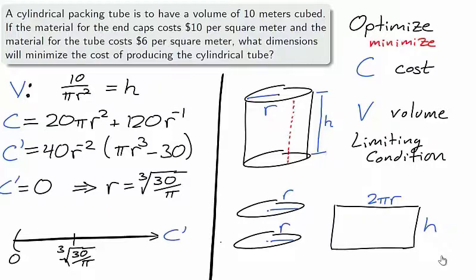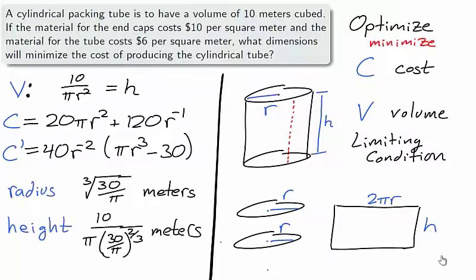We need to determine if the cubed root of 30 over pi is an absolute minimum for the cost function. Note that there cannot be negative r values, so the number line starts at 0. Taking the test points 1 and 4 for c prime, we'll find that the cost function is decreasing from 0 to the cubed root of 30 over pi, and increasing after that. Using the first derivative test, this tells us that our value is a local minimum, but as the function was decreasing before and increasing after the cubed root of 30 over pi, it is an absolute minimum.